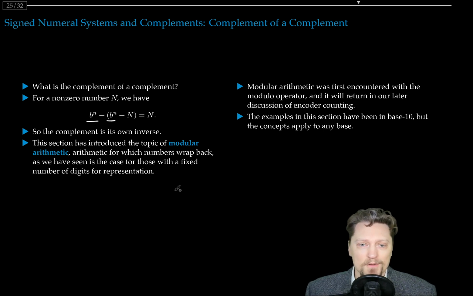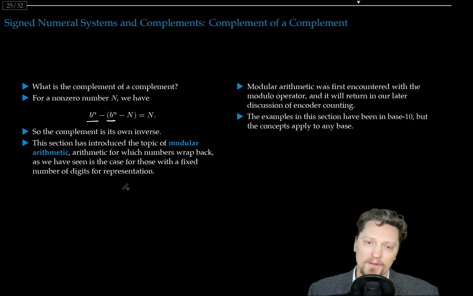This section has introduced the topic of modular arithmetic, arithmetic for which numbers wrap back, as we have seen in the case of those with a fixed number of digits for representation. So it's called modular arithmetic. We first encountered this with a modulo operator in chapter 0, and it will continue in our later discussion of encoder counting. We're going to come back to this in chapter 4. The examples in this section have been in base 10, but the concepts apply to any base.